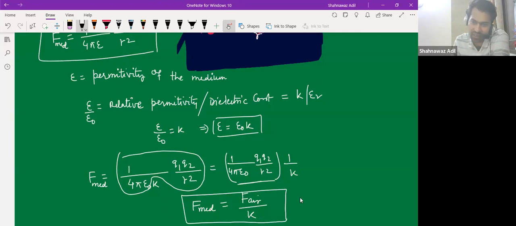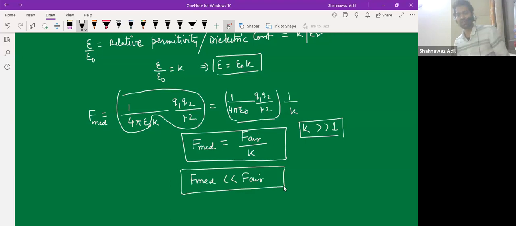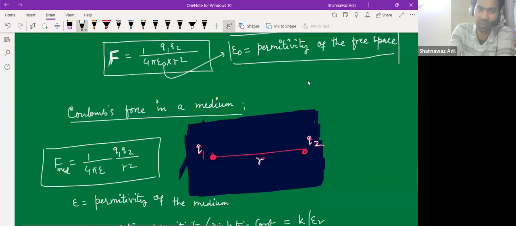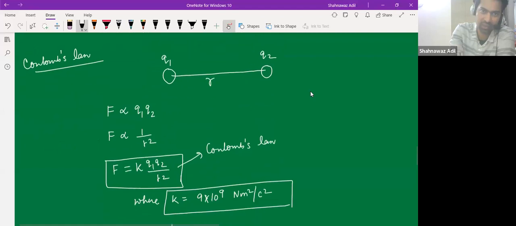And this dielectric constant is always greater than 1. So the force in the medium is always less than in air. The Coulombic force between two charges is maximum in the air, but in the medium it is reduced by this K factor, the dielectric constant. So any doubt up to this point, guys? Okay, so please note down this one.